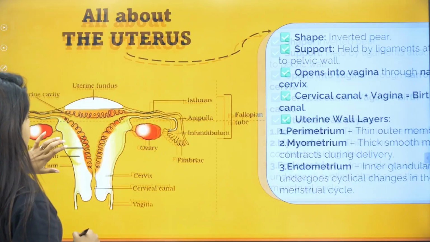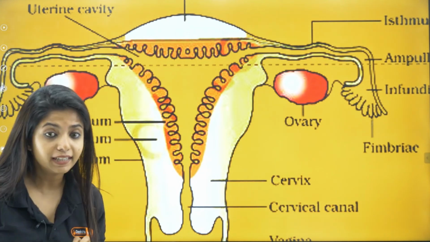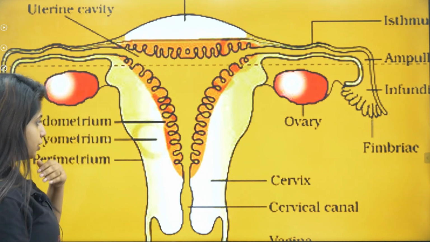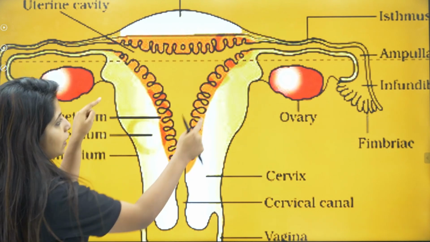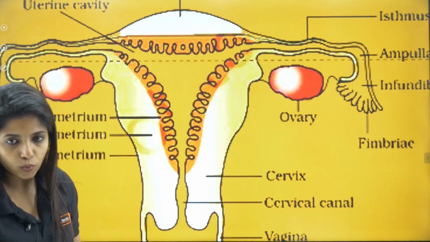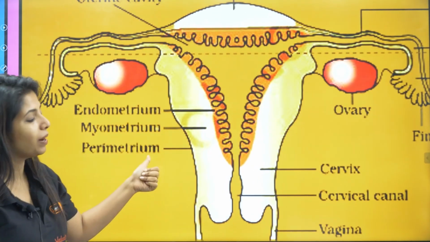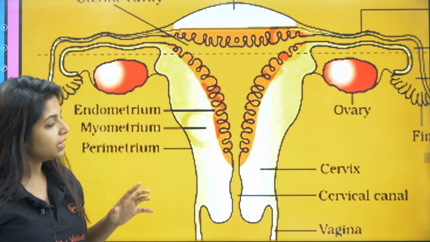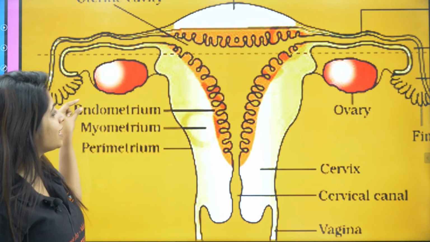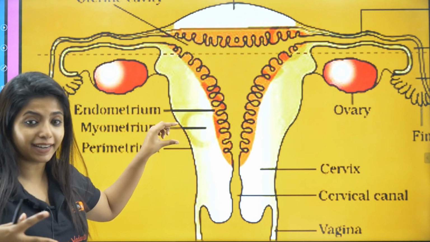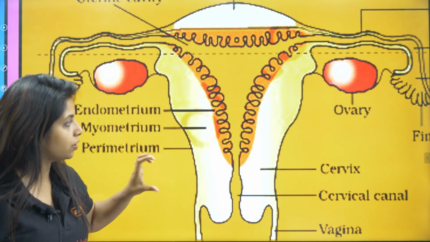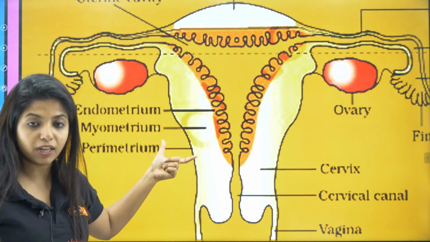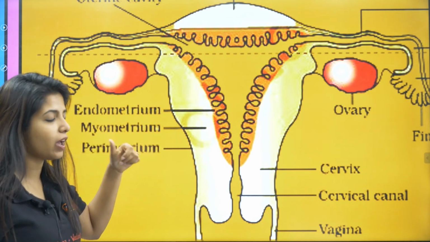My dear children, the uterus is very specific. It has almost 3 layers, which you have to remember. The outermost layer of the uterus is known as perimetrium. What do you call it? Periphery. So perimetrium. Then the innermost layer is known as endometrium. Endometrium means inside. In the middle, you have another layer known as myometrium, in between the perimetrium and endometrium.